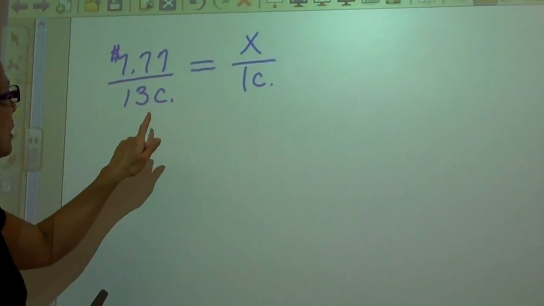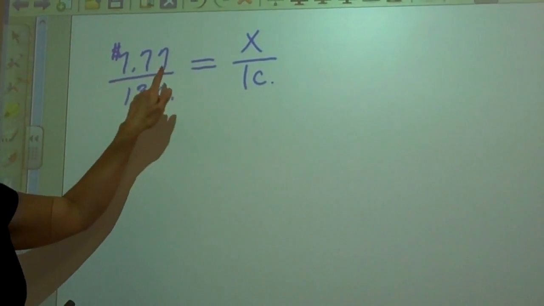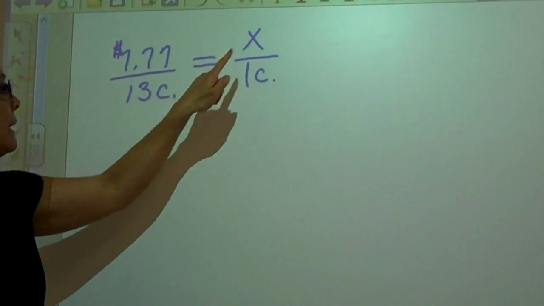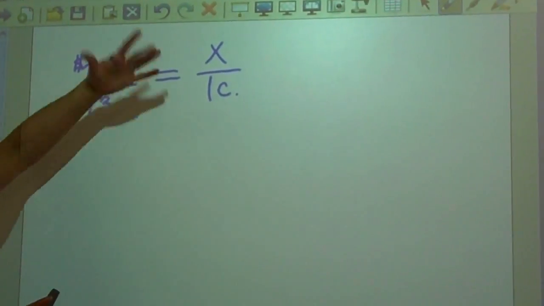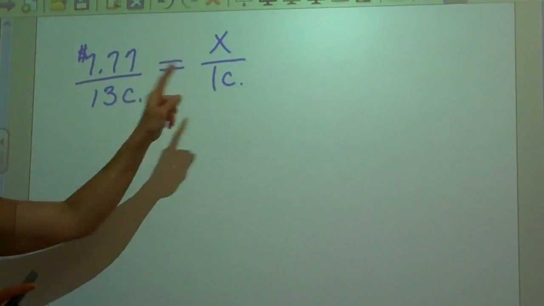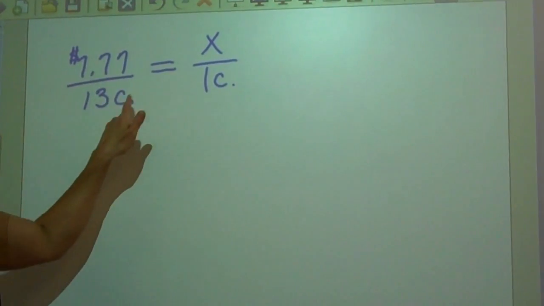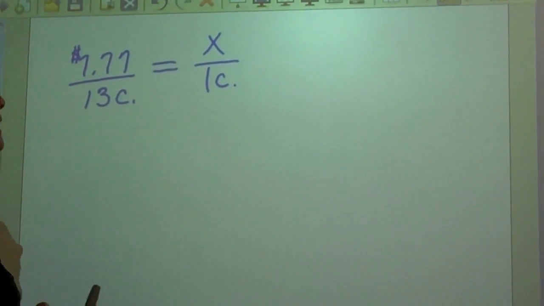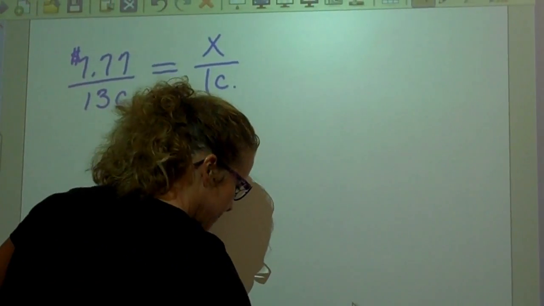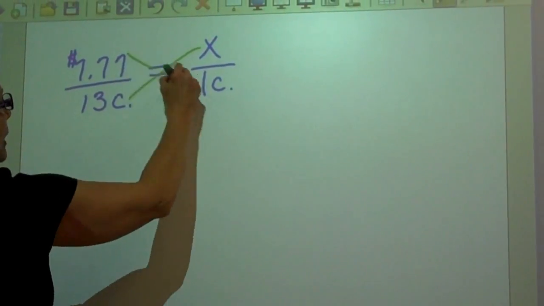What you need to make sure of is that everything matches. We have money to money, cup to cup. Always. It doesn't matter if they're upside down. If you go cup to cup and money to money, nobody cares as long as they match. So money to money, cup to cup. Now all you do is cross multiply.